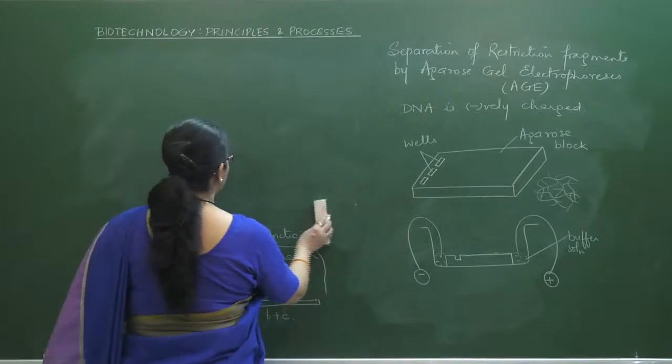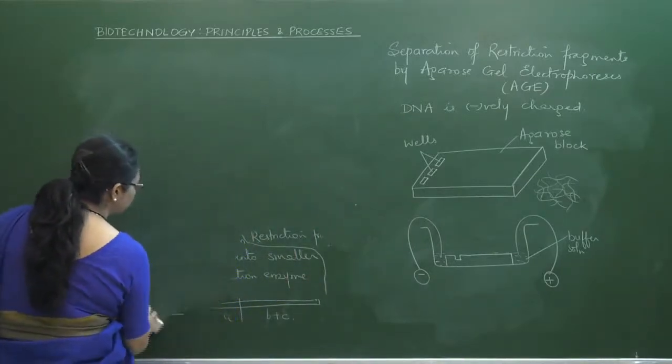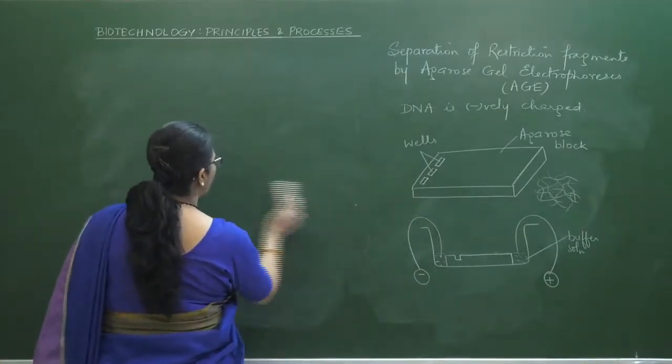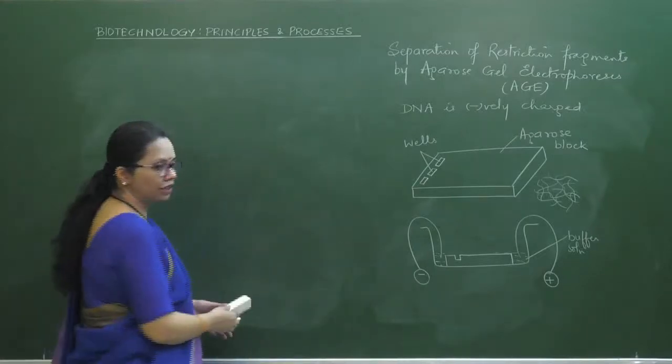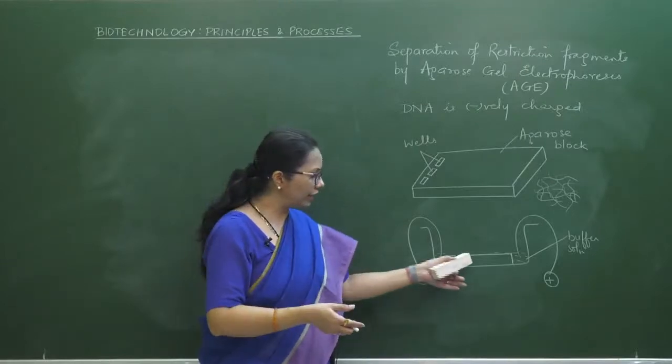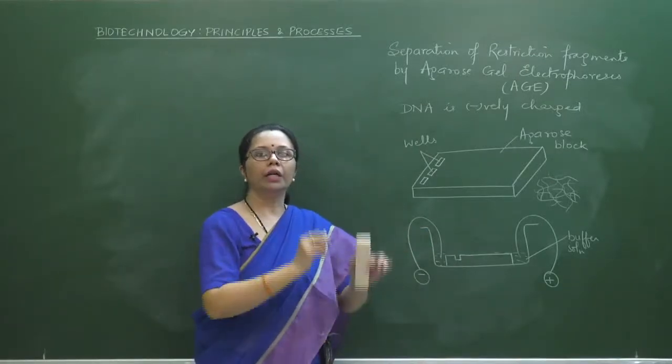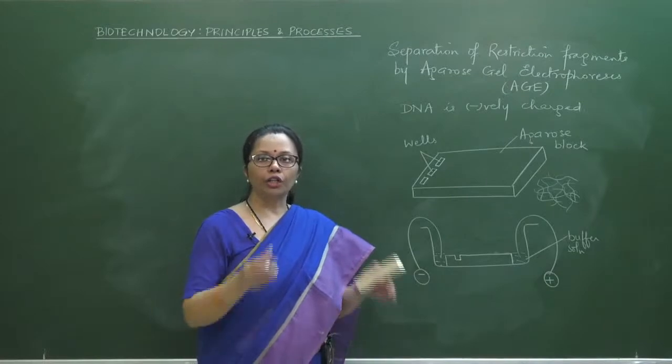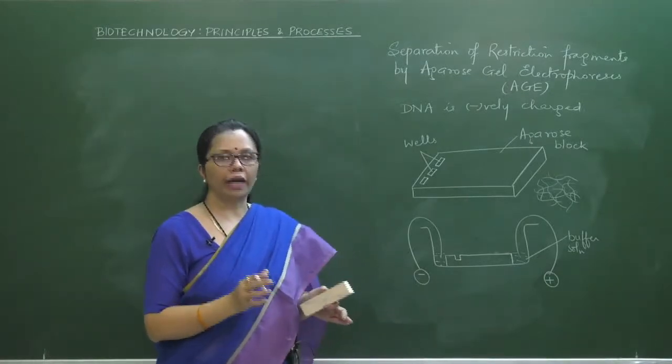Now we have to visualize the DNA. For that, DNA as such is not visible. So for seeing that DNA, we take out this entire block and dip it in ethidium bromide. Now ethidium bromide is an intercalating dye.